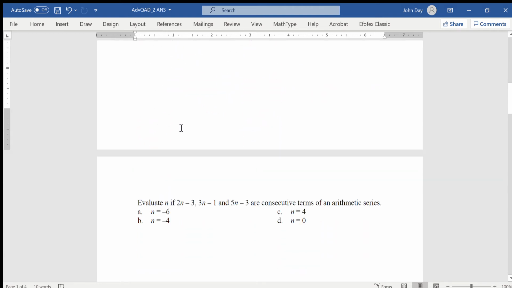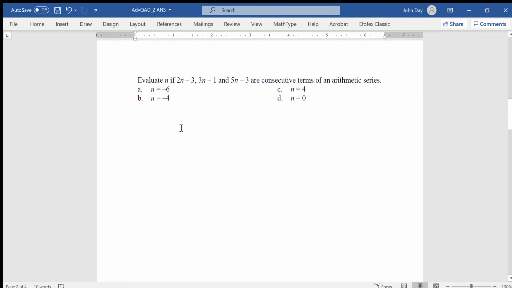All right, next. Evaluate n if 2n minus 3, 3n minus 1, 5n minus 3 are consecutive terms of an arithmetic series. It's key to notice that it's an arithmetic series, because an arithmetic series has a constant common difference. In other words, the difference between term 2 and term 1 is the same as the difference between term 3 and term 2. That is going to get us to the answer.